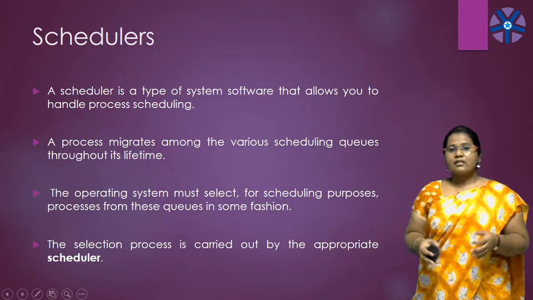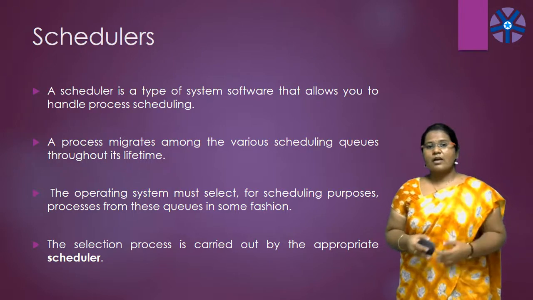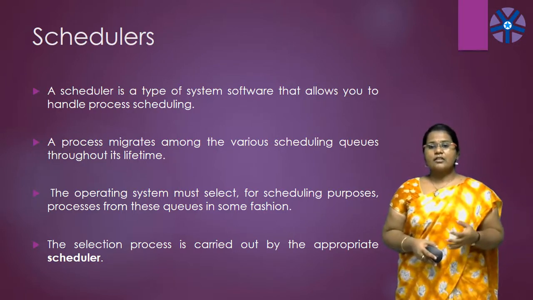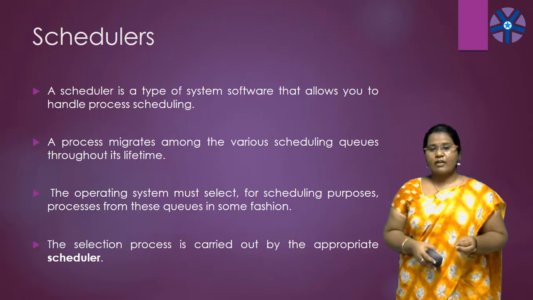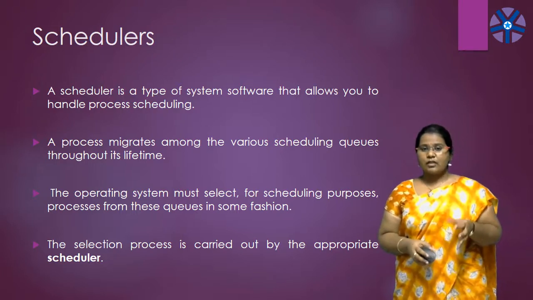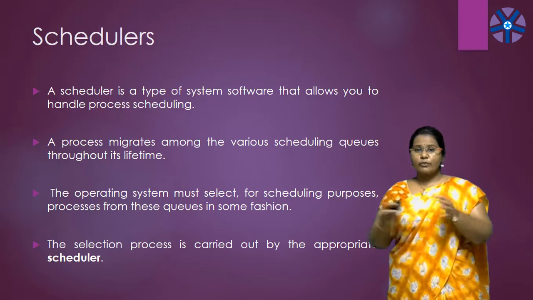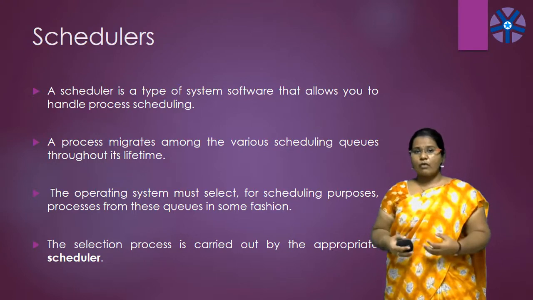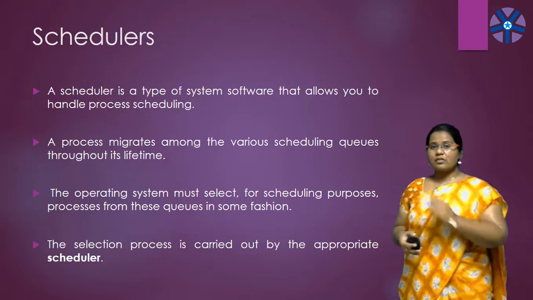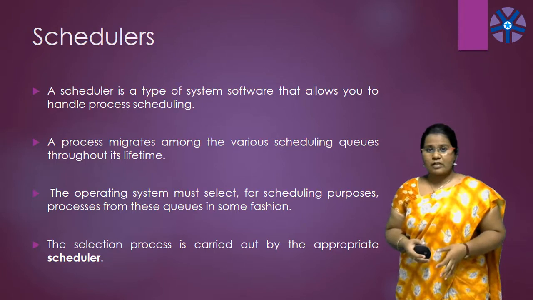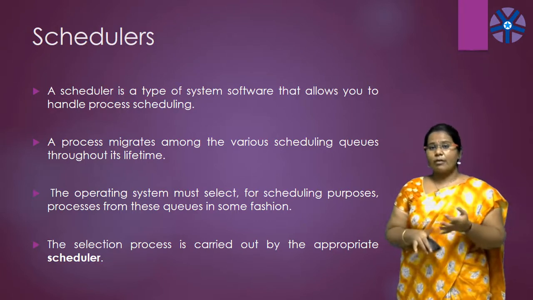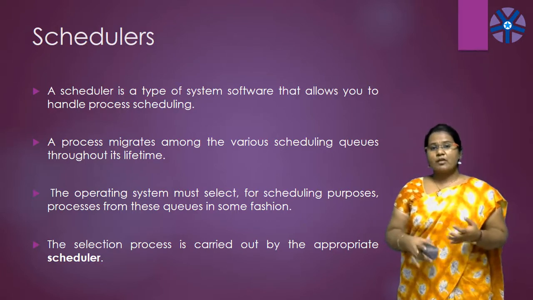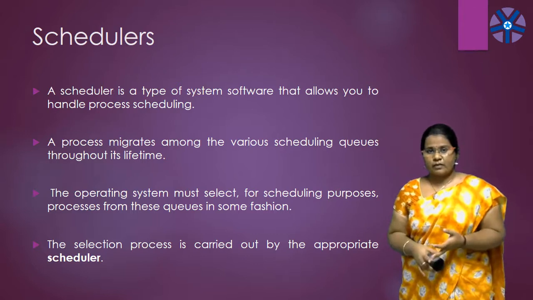And then this is about the scheduling queues. So coming to the schedulers, a scheduler is a type of system software that will allow you to handle process scheduling. So a process will be moved to the CPU, and whenever this process has some IO request, it has to move out from the CPU, and another process has to be allocated to the CPU for execution. Then how will an operating system know which process has to be allocated to the CPU first?